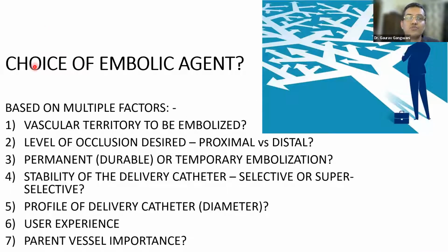So how do you choose a particular embolic agent? What are the factors on which you decide? Because whenever you have a case, there are so many options you have to choose from, and it is based on so many things. You have particles, you have liquid embolics, you have coils, you have plugs.